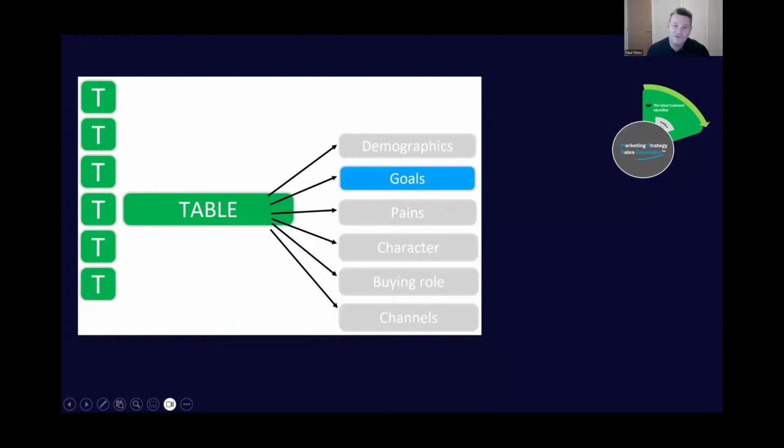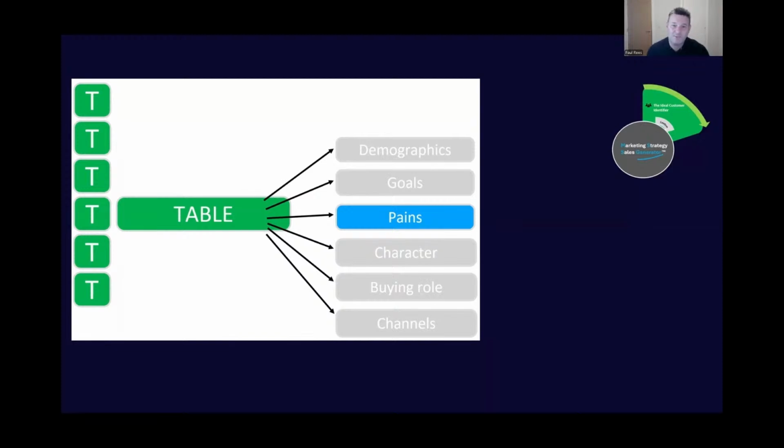Next is the goals, which are the persona's personal and professional aspirations. Why is it important? It's important as it allows you to connect with them on a deeper level, ultimately making your communications more relevant, persuasive, and impactful.